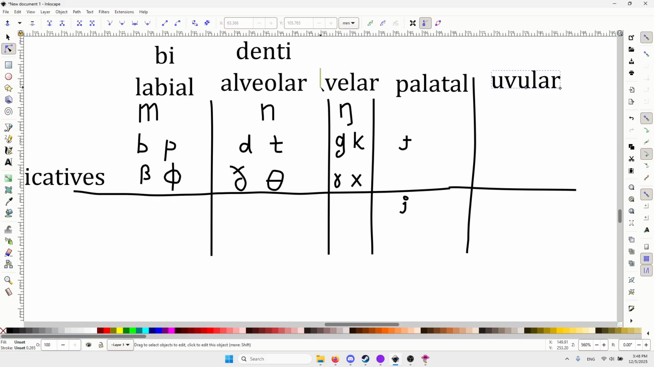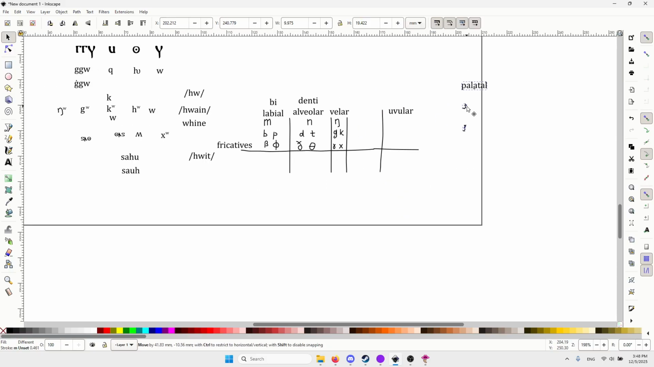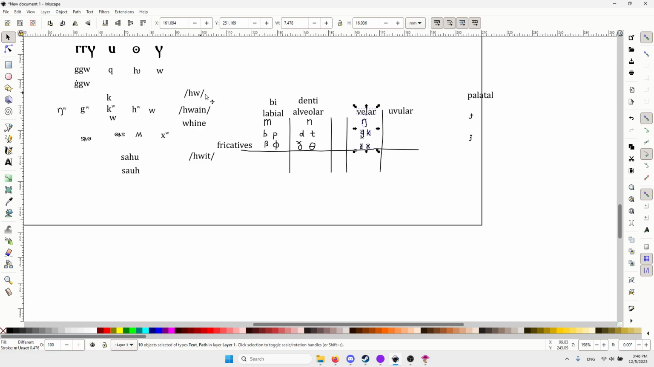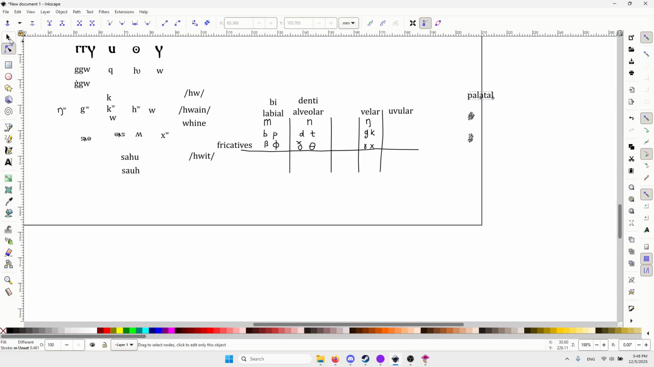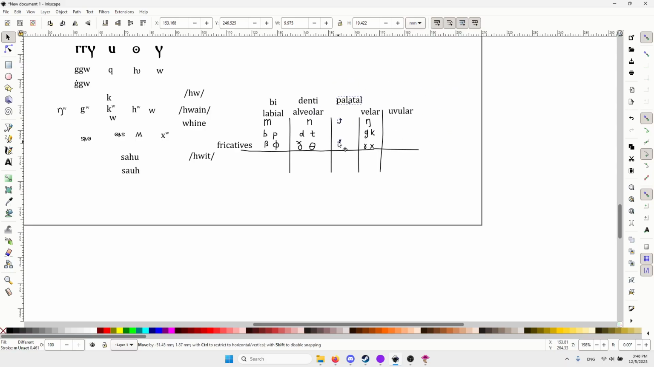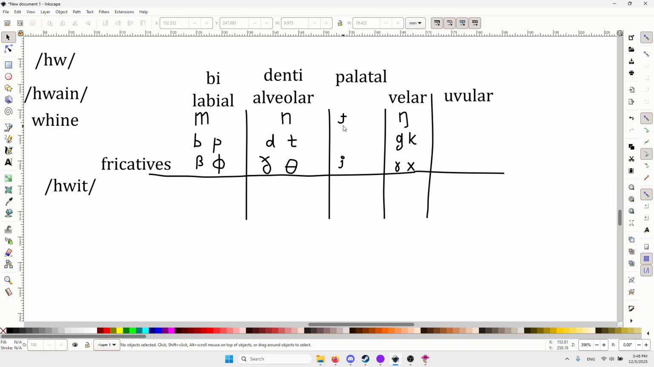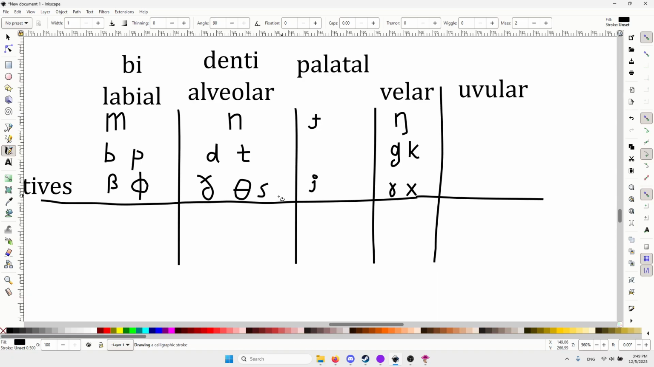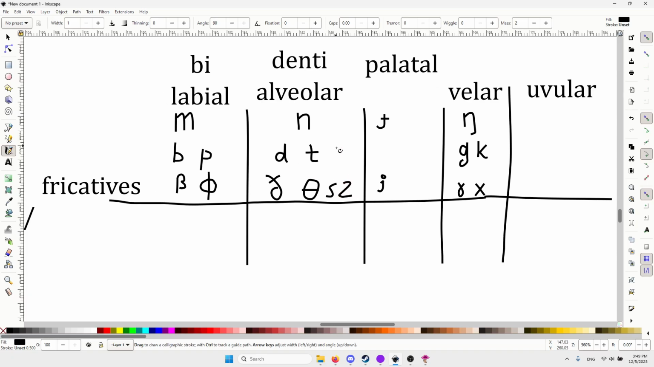I should really put palatal in between velar and alveolar. That's what I should have done. I'm just going to move this over. Because the palatal sounds are basically in between the velar and the alveolar and post-alveolar and dental. Oh, and also I forgot, s and z are also in this same place. They're what are called sibilants. In Gothic, you could call them dentialveolar sibilants.